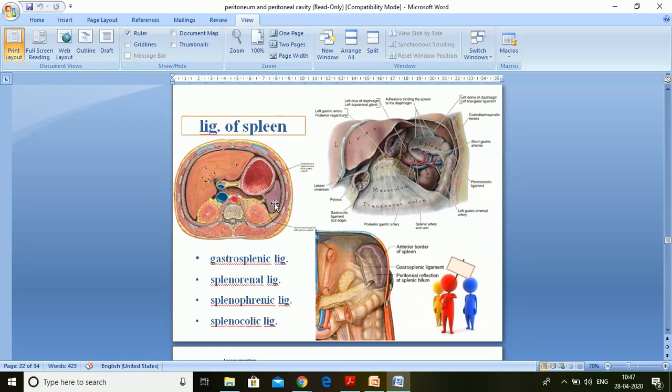Then from the spleen to the kidney, it is the splenorenal. Then from the spleen to the diaphragm above, splenophrenic. And splenocolic means from the spleen to the coils of intestine that is seen below, that is the splenocolic ligament.